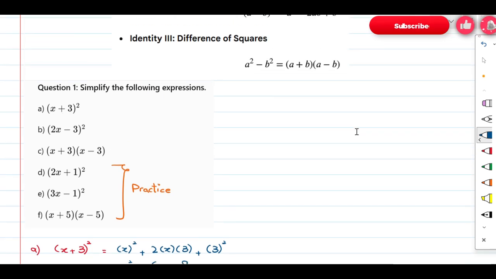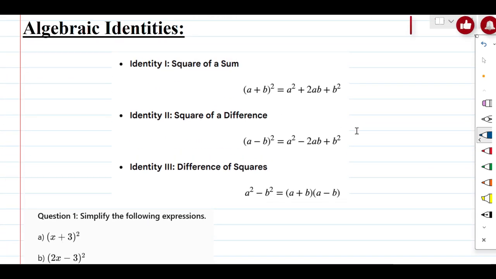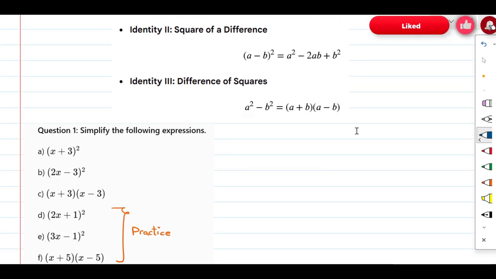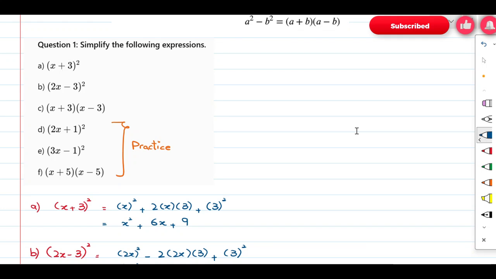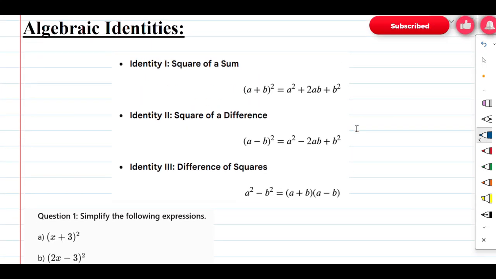All right, so we have learned how to simplify and expand algebraic expressions and three basic algebraic identities. I solved the first three examples and gave you the last three as practice. You can practice these questions and send me your answers in the comment section.